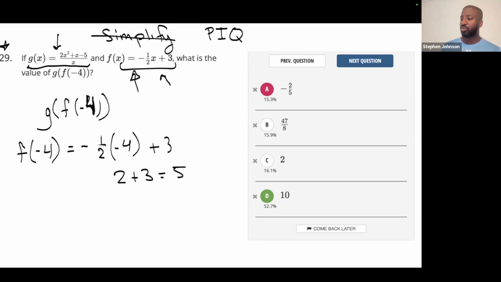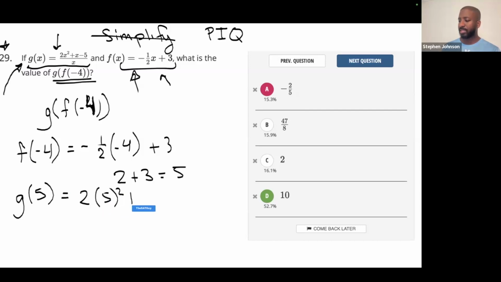That allows us to rewrite this g of f of -4 as g of 5, because f of -4 is 5. Now we take g of 5 and focus my attention on the g of x equation. Instead of an x, I'm going to replace x with 5. So g of 5 is equal to 2 times 5 squared plus 5, minus 5, all over 5.